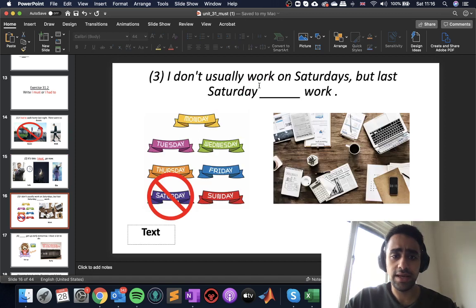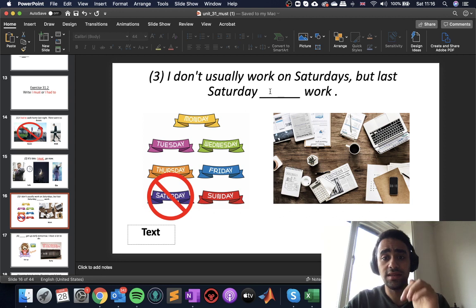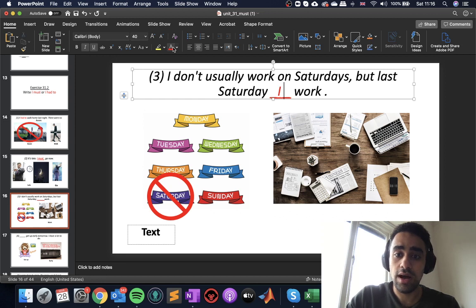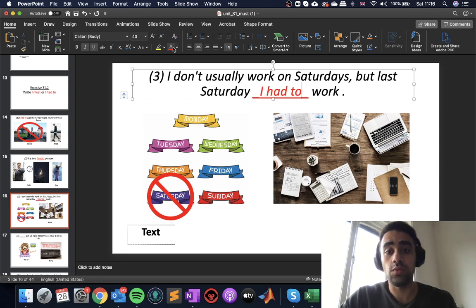Then: "I don't usually work on Saturdays, but last Saturday I ___ work." Here, in the first part, "usually" indicates a habit, it's present tense, but we are talking about last Saturday. So last Saturday, that's in the past. So, I had to work.